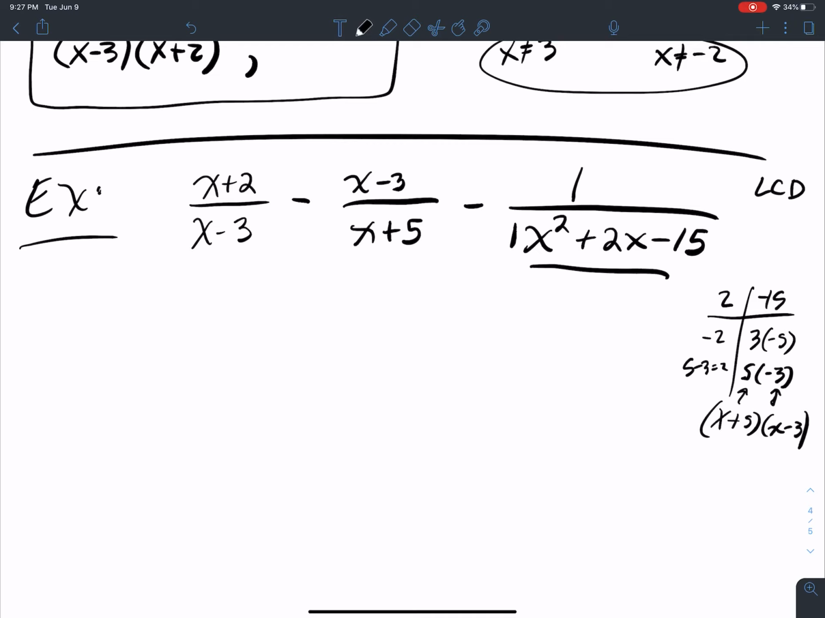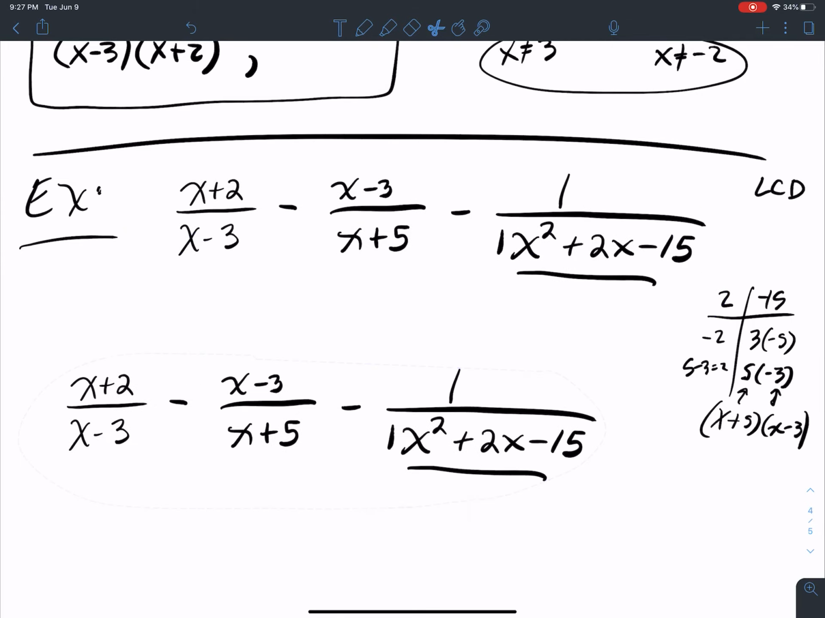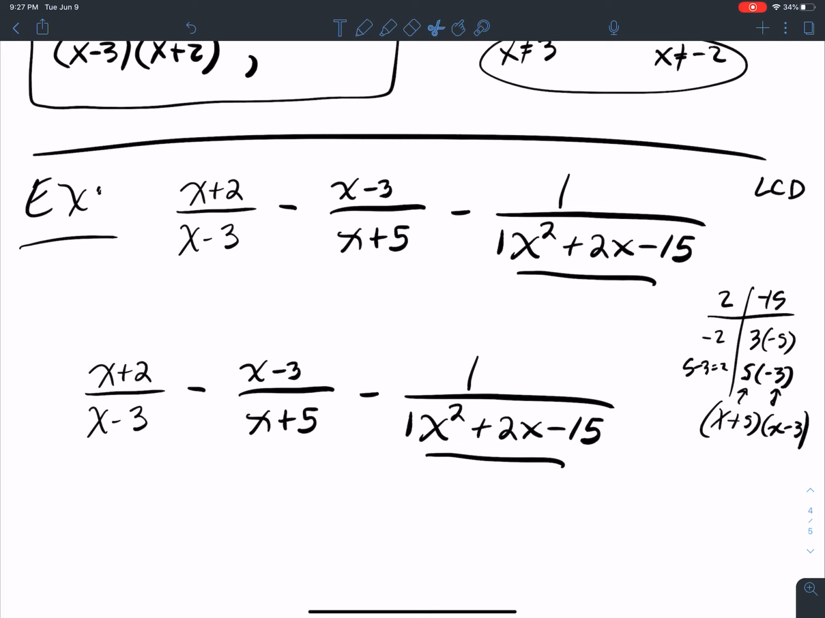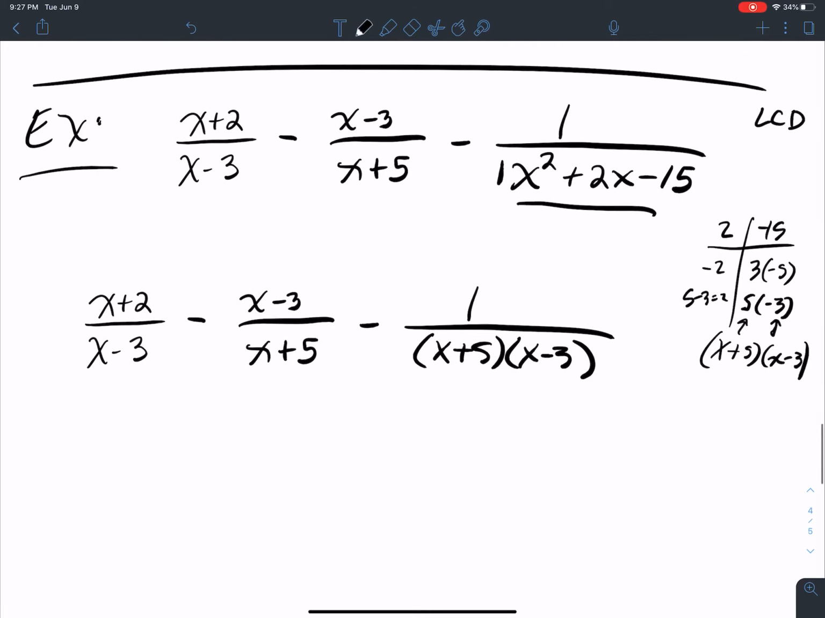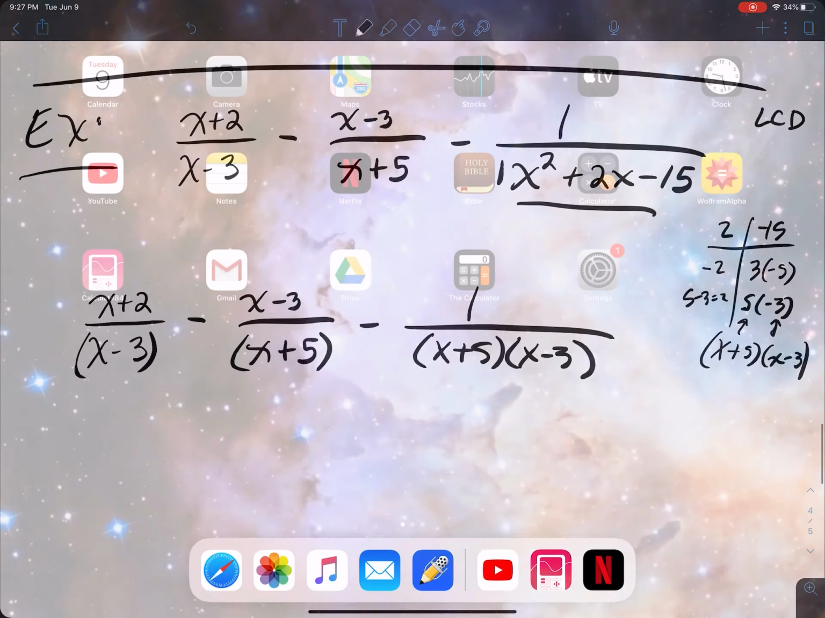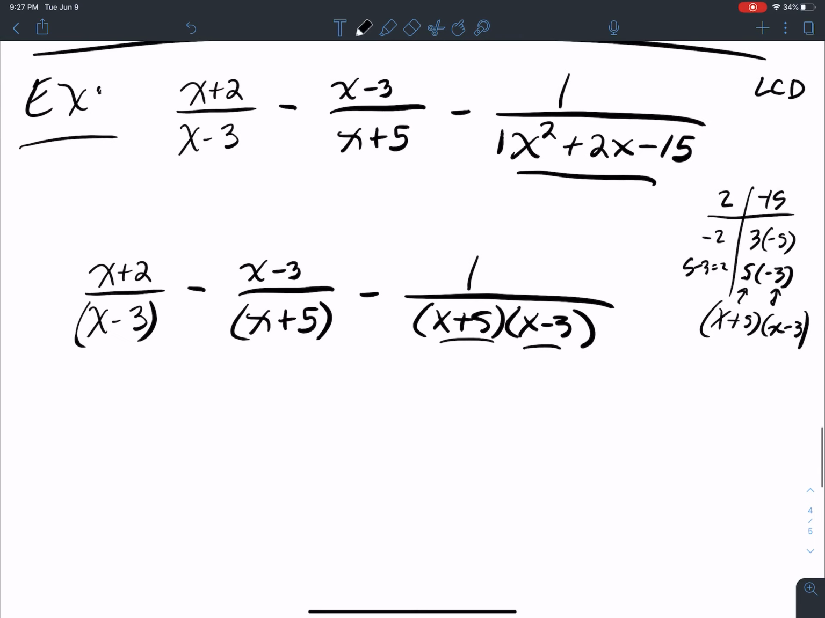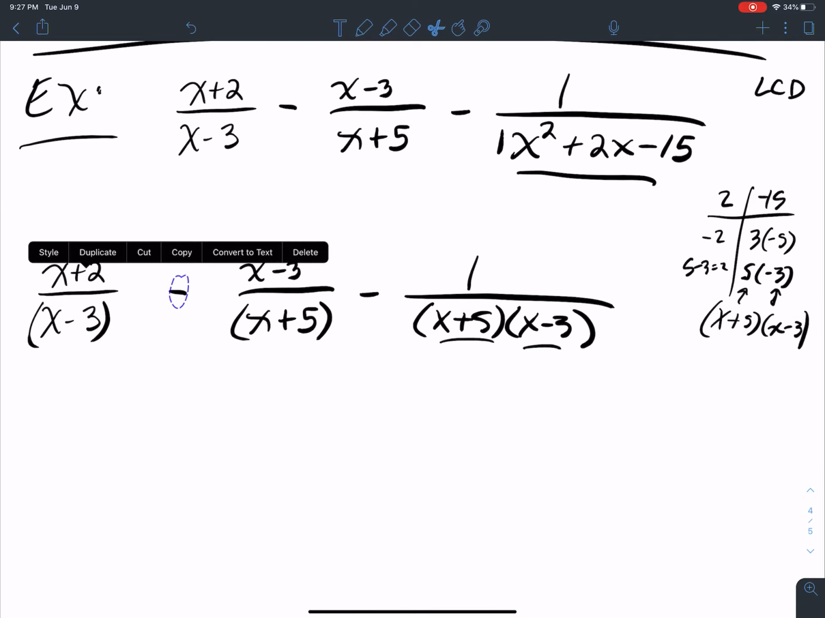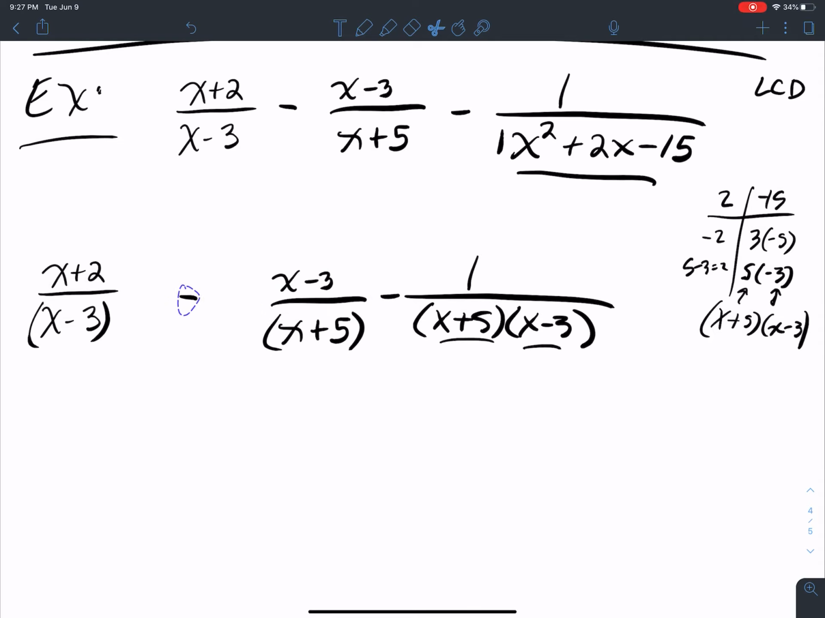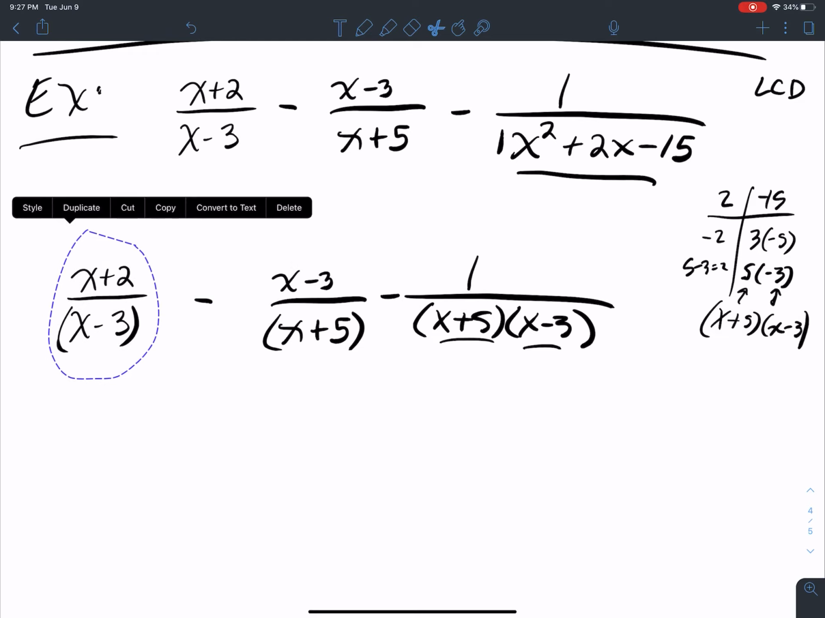So I'm going to rewrite this. I'm going to duplicate that. All right, so I rewrite this. I'm going to delete this. I'm going to replace it with x plus 5 and x minus 3. So common denominator here looks like we need to have an x plus 5 and an x minus 3. Well, right now, we're missing a little bit. Okay. I think that's going to be enough room.